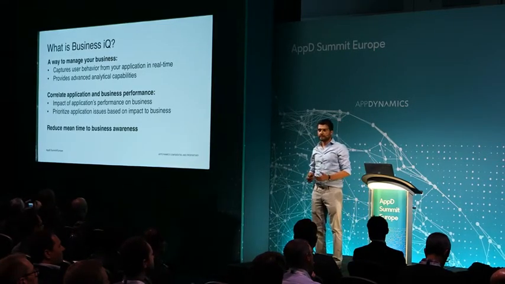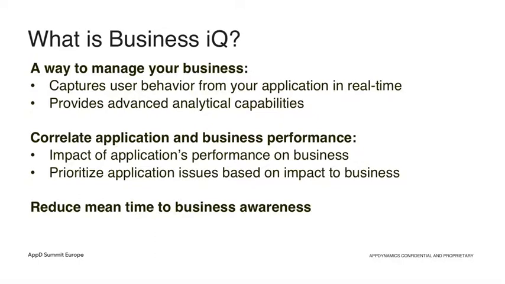This is the thought behind coming up with business IQ. AppDynamics is a 9-year-old company. We've been doing application performance monitoring. A few years ago, we realized that this trend was well and truly underway. And then the right way to manage your applications now is with the lens of business.